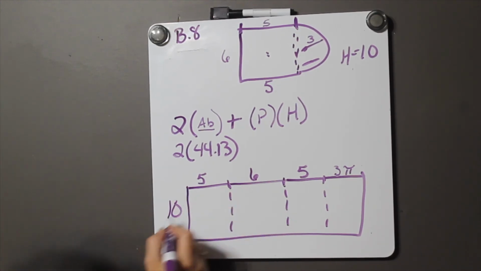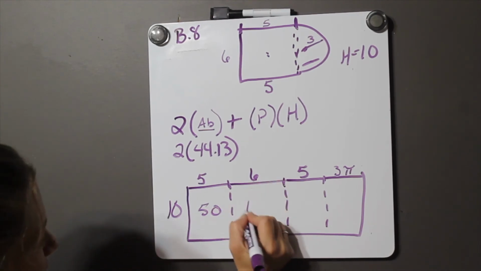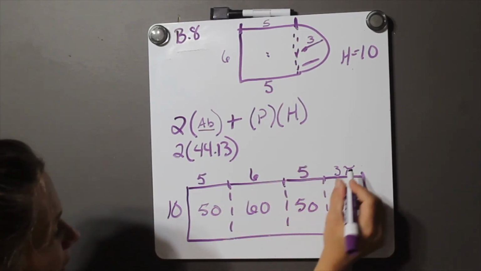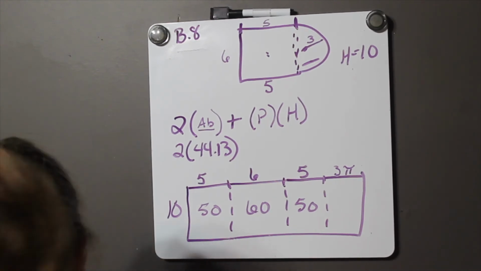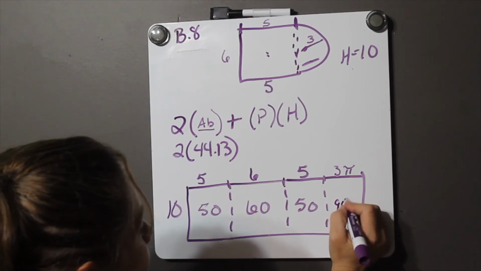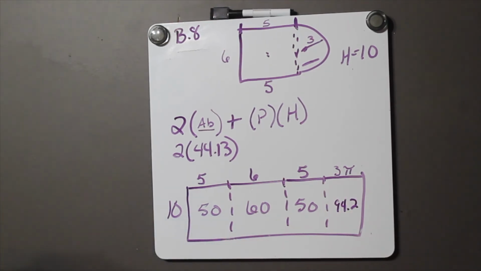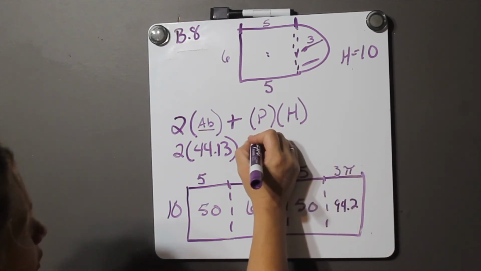So we could do this in sections. We could say 5 times 10 is 50, 6 times 10 is 60, 5 times 10 is 50, and then 10 times 3 pi would be 94.2. Alright, that's one way to do it. And then we'd add all those together. We get 254.2. So that's going to be your perimeter times your height.